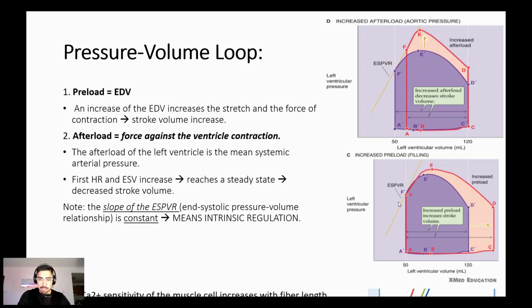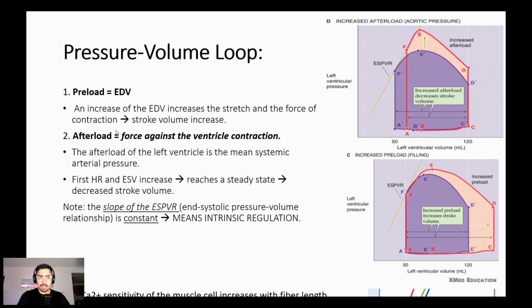But the important feature is that the end systolic pressure volume relationship slope will be the same. It will not change, as you see. So if they ask you whether, with a change of the preload, this slope will change, you have to say no, this one will be the same in case of the preload and even afterload. So in both cases, when we talk about the intrinsic feature of the heart, this slope will be constant.